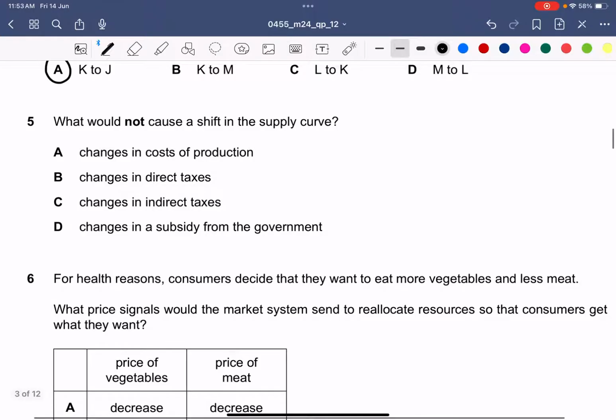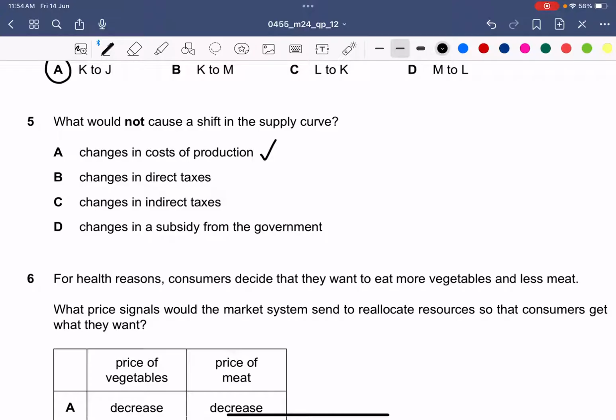Question 5. What would not cause a shift in supply curve? First one, changes in cost of production. When you increase the cost of production or decrease the cost of production, you will shift left or right for the supply curve. So yeah, this will shift.